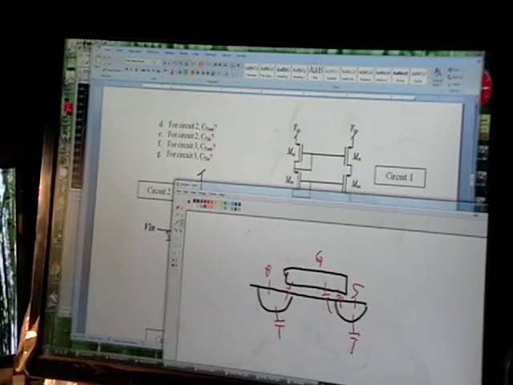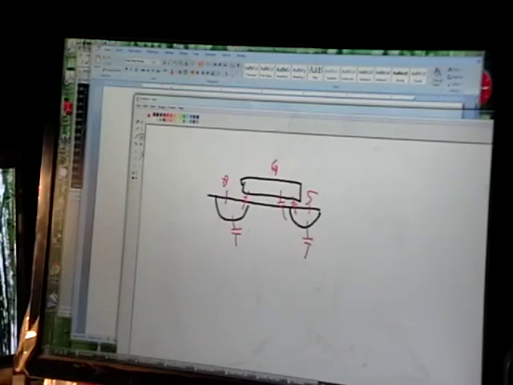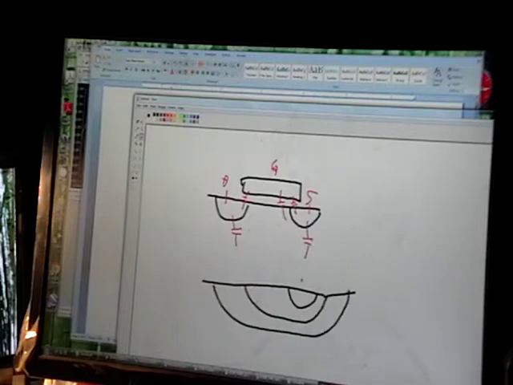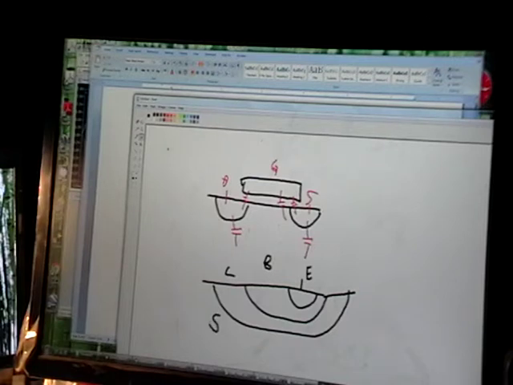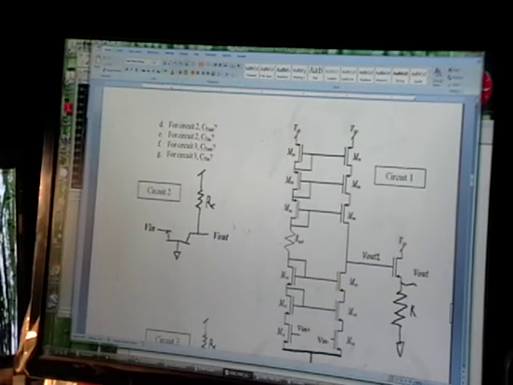So now you have to go to the model of a BJT. There's an E, B, C, and a substrate. And you know that there are 3 capacitances, BE, BC, and CS. Okay, so let's go back over here.